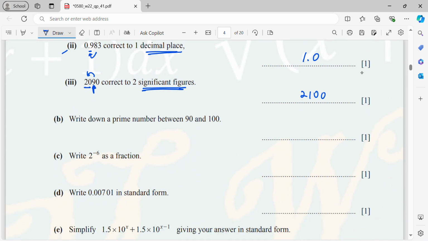Now B, write down a prime number between 90 and 100. So I will start with 91, then 92, 93. I consider all these values, until 99.